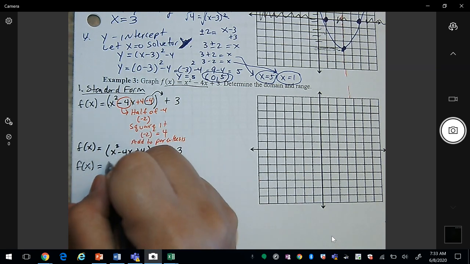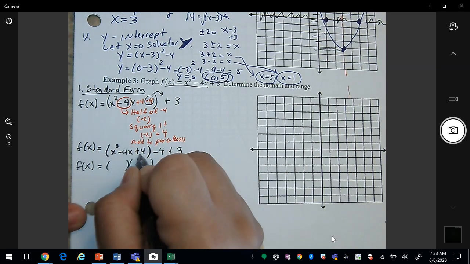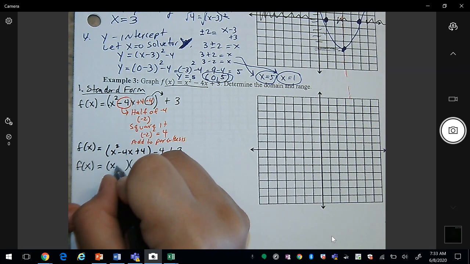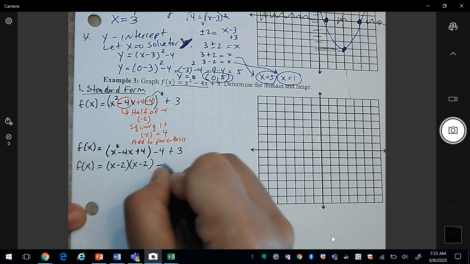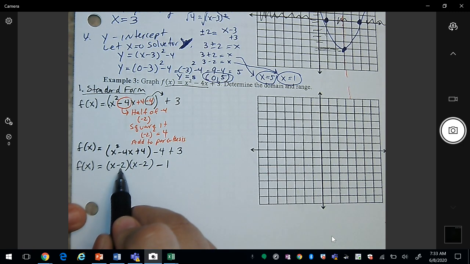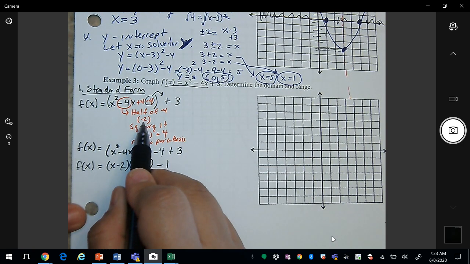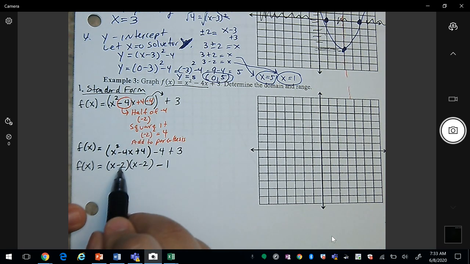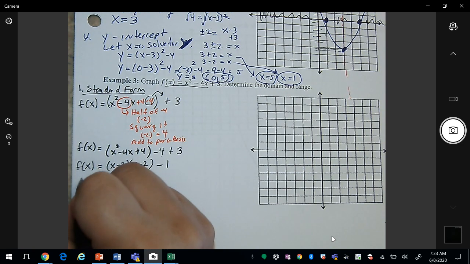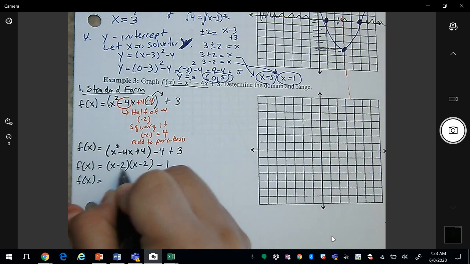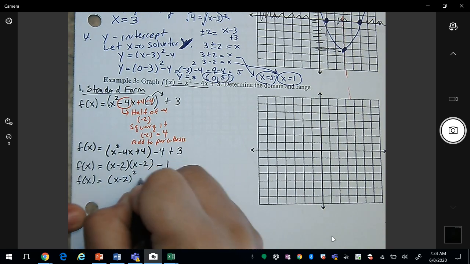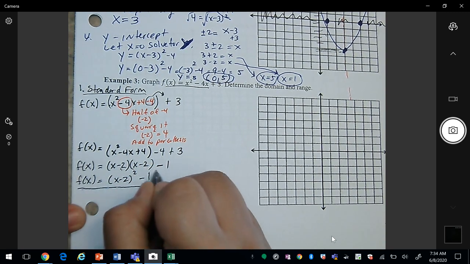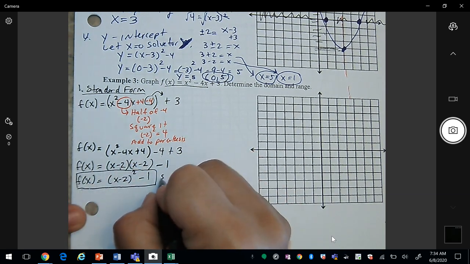By doing this, we can factor what's left. In here, we're going to get x minus 2 and x minus 2. Negative 4 plus 3 is negative 1. Notice here my minus 2 is actually what I get when I take a half. So that's a shortcut. Whatever you get half of goes in this parentheses. Since I have two identical factors, I can write them as x minus 2 squared minus 1. So now your equation is in standard form.